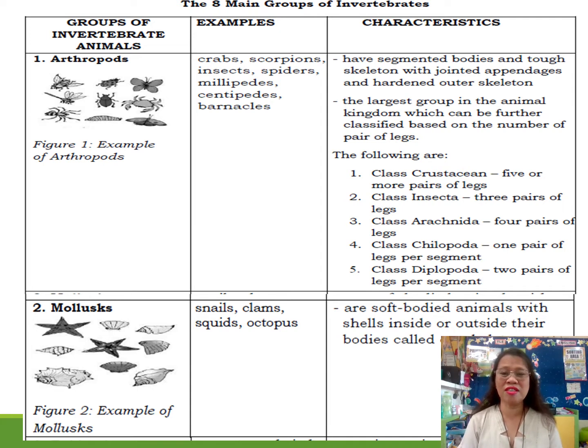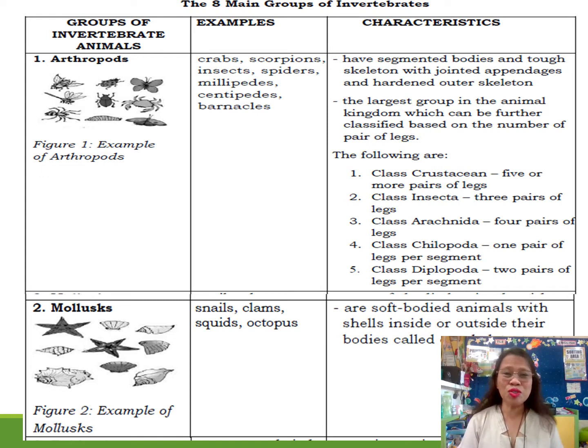We have crustaceans, 5 or more pairs of legs. Insecta, 3 pairs of legs. Arachnids, 4 pairs of legs. Chilopoda, 1 pair of legs per segment. And Diplopoda, 2 pairs of legs per segment. Examples of arthropods are crabs, scorpions, insects, spiders, millipedes, centipedes, and barnacles. Take note, arthropods are the largest group in the animal kingdom.